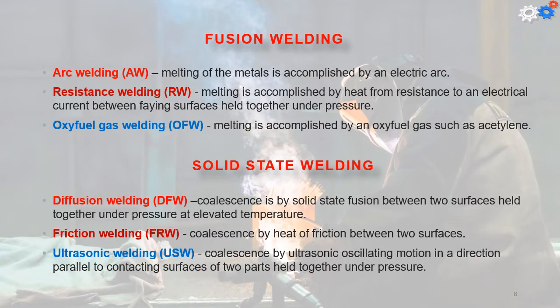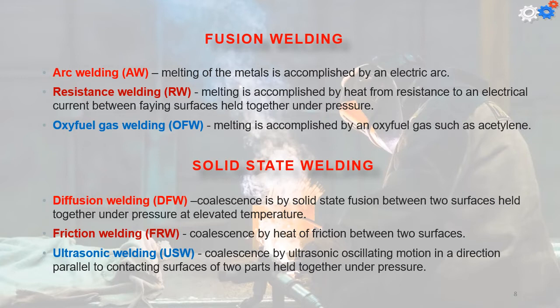Examples of fusion welding include arc welding, where the melting of the metals is accomplished by an electrical arc. Resistance welding, where the melting is accomplished by heat from the resistance to an electrical current between the faying surfaces held together under pressure. In oxy-fuel gas welding, the melting is accomplished by an oxy-fuel gas such as acetylene.